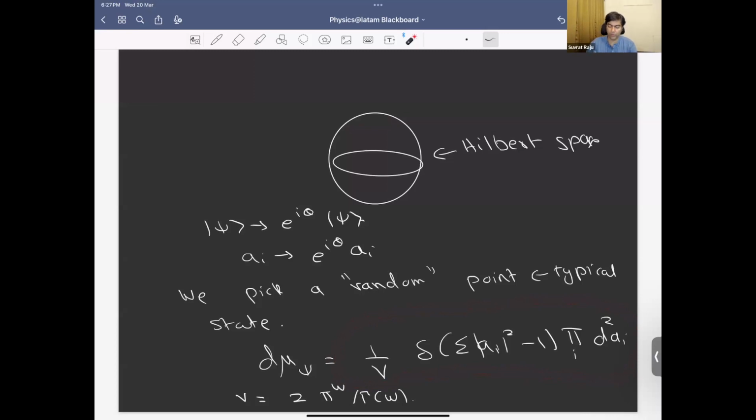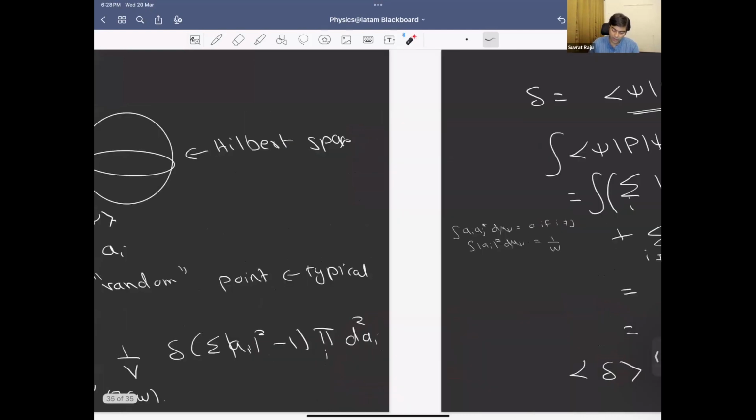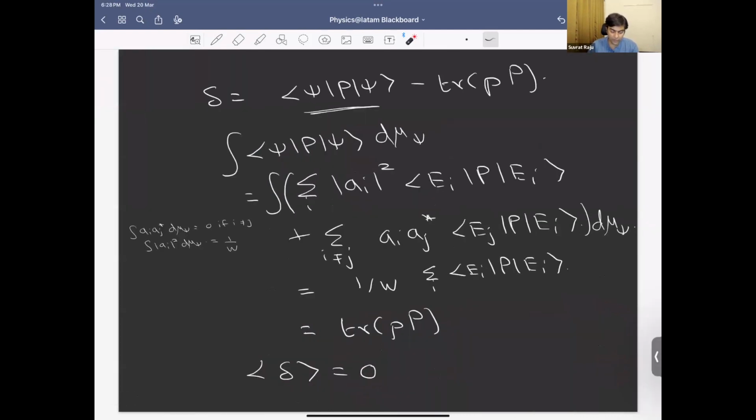If you look at a sphere, there's a natural volume measure on the sphere. And that's this one. You're just summing over all the A_i, and you're only putting the constraint that the sum of mod A_i squared has to be 1. Now, is that clear? Yeah. Okay, great. So the expectation value of delta is 0.